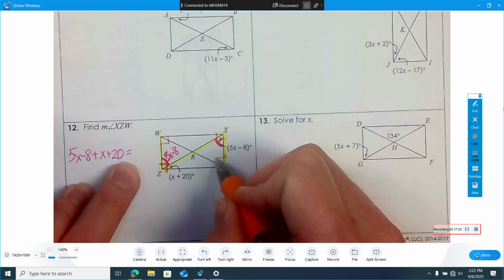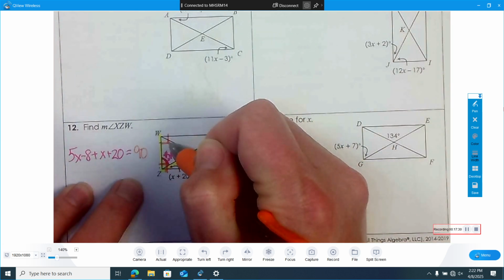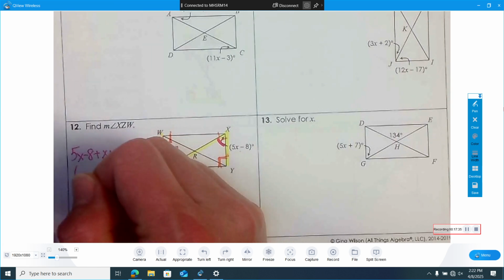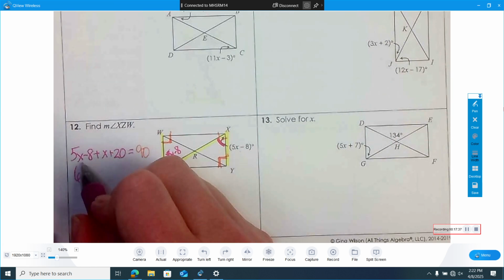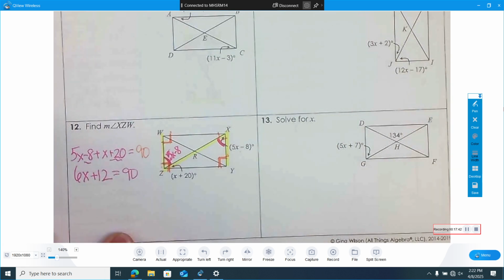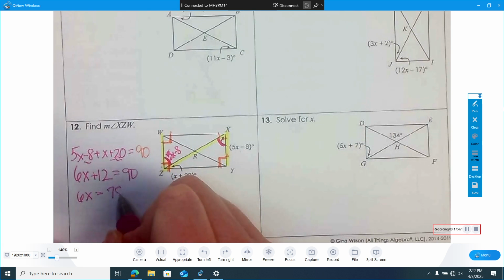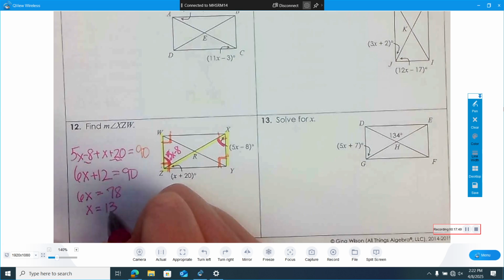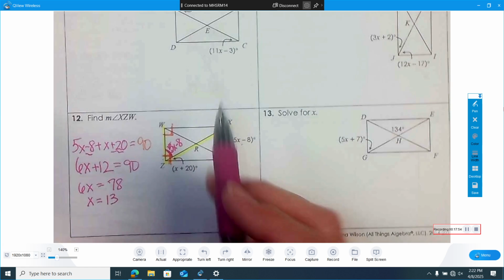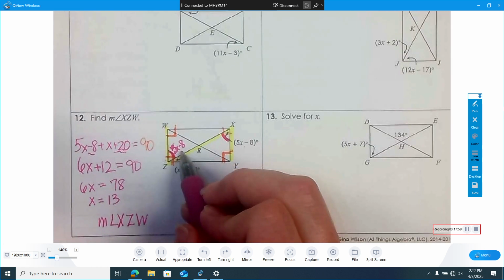What does this little box in the corners mean? 90 degrees. They are right angles. They equal 90 degrees. All right, combining like terms here, I've got 6x's, a negative 8, and a positive 20, which is a positive 12. I can subtract 12. That'd be 78, and then divide by 6. I get 13.